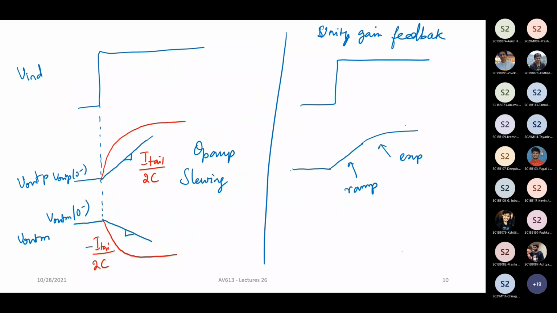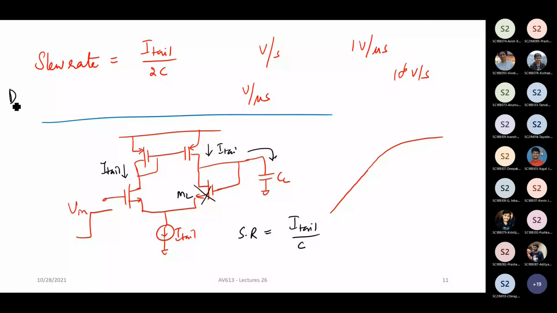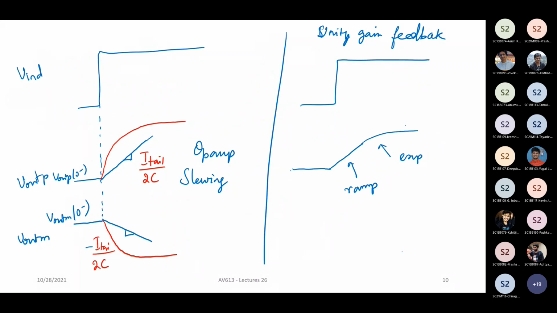Even for the telescopic cascode, the slew rate of each arm of your op amp is I tail by 2 times C. You can also talk about the differential slew rate. Because this is going up by I tail by 2C and this is going down by I tail by 2C, the differential slew rate is I tail divided by C.